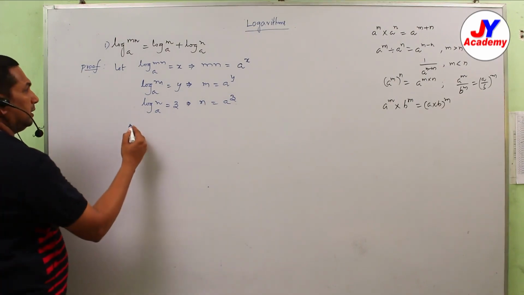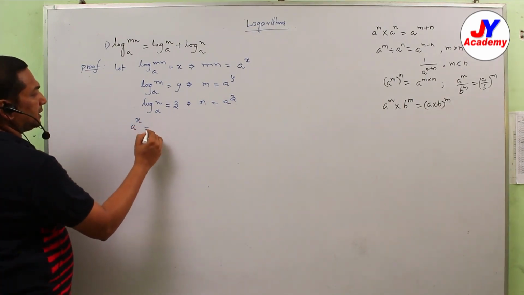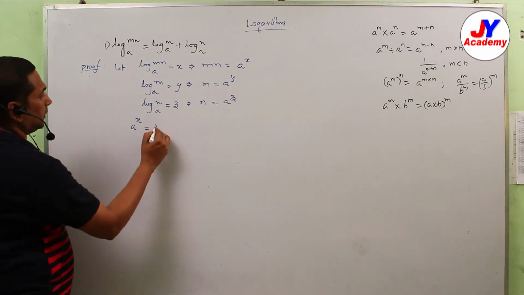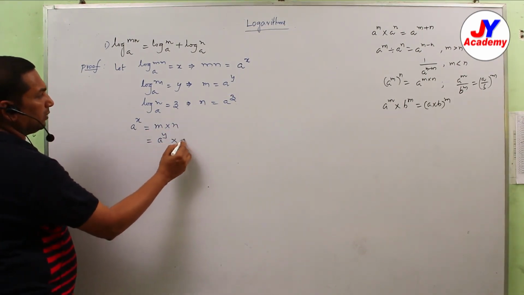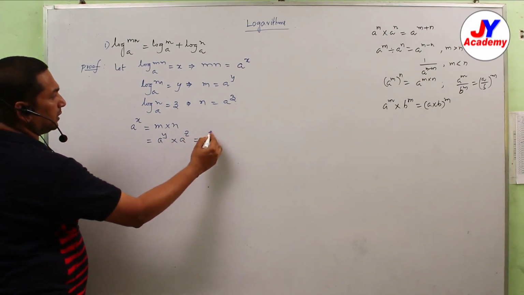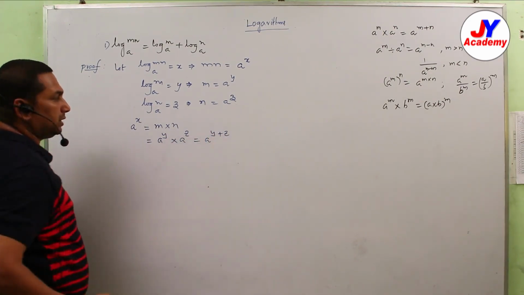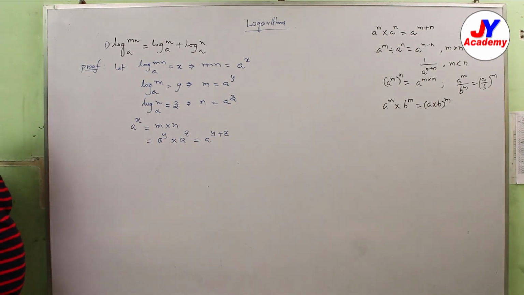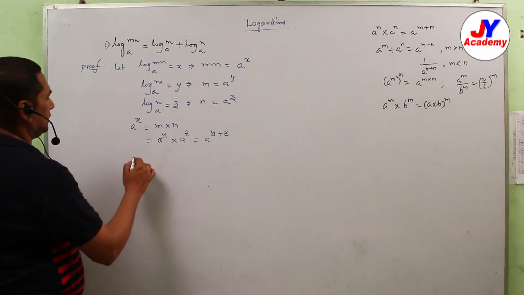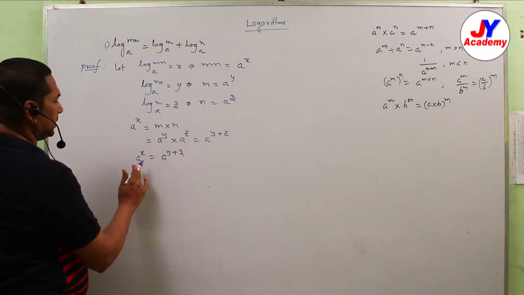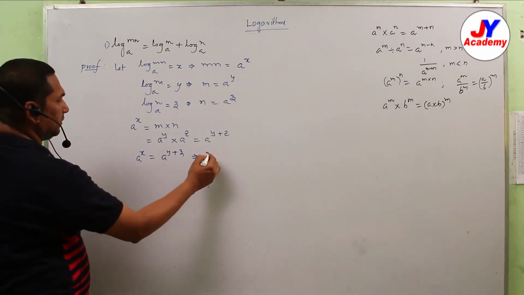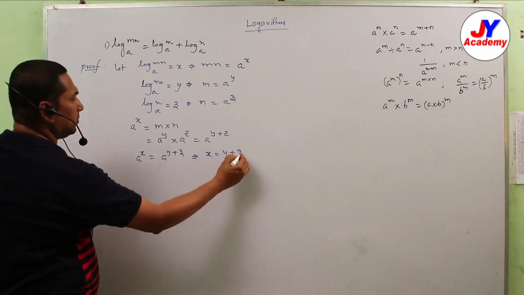Now consider a to the power of x is equal to m times n. What is m? a to the power of y into a to the power of z, that is a to the power of y plus z. So a to the power of x is equal to a to the power of y plus z. Here bases are equal, so we can equate exponents. So x is equal to y plus z.